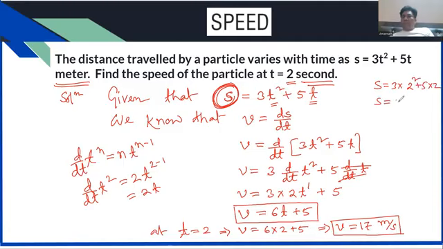2 squared is 4, 4 times 3 is 12, plus 10. So it will be the total distance traveled in 2 seconds. Okay, it is not the speed at that moment, because distance is different, speed is different, na beta. Yes, sir. Okay. Try to understand and grasp that also.